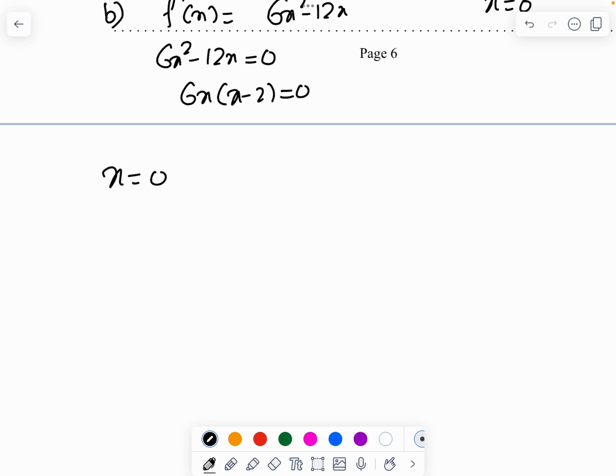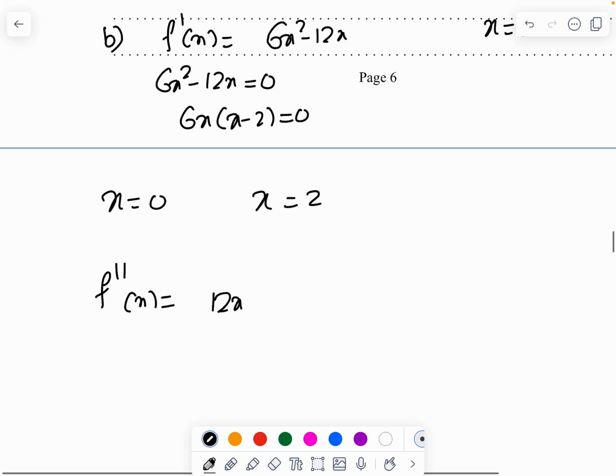x equals 0 and x equals 2. Now, I'll take 2 and do the second derivative. The second derivative is nothing but how much? 12x minus 12.